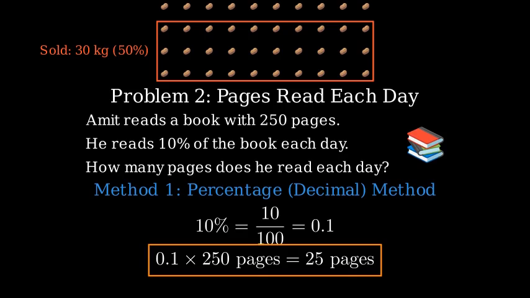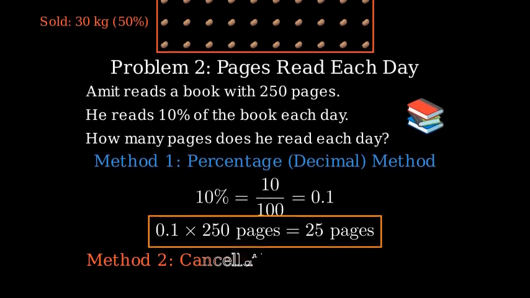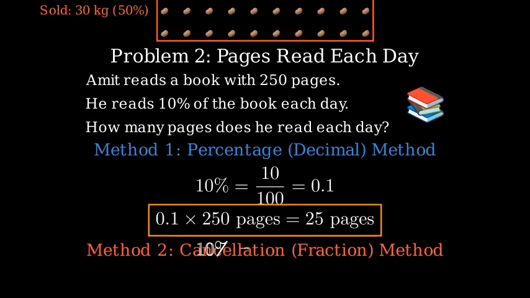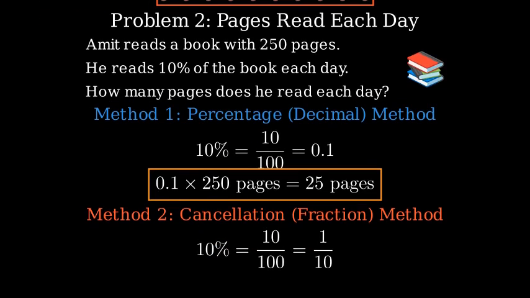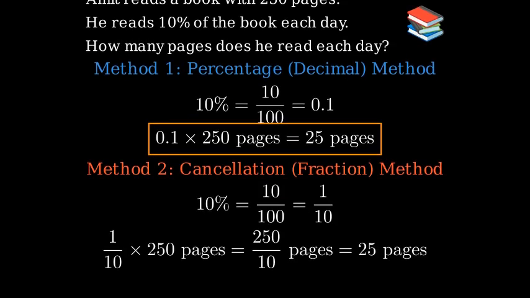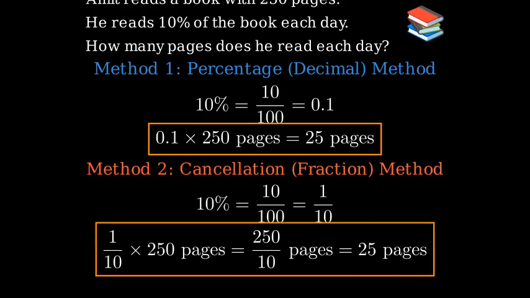Now, let's solve using the fraction method. We convert 10% to a fraction. 10% equals 10 over 100, which simplifies to 1/10. Multiplying by the total number of pages, 1/10 times 250 equals 25 pages. Again, we get the same answer. Amit reads 25 pages each day.